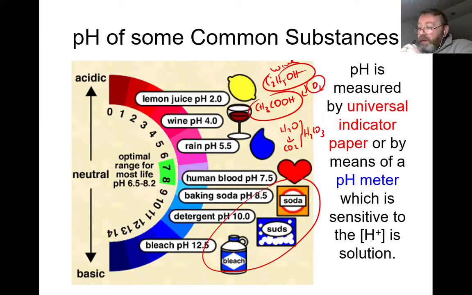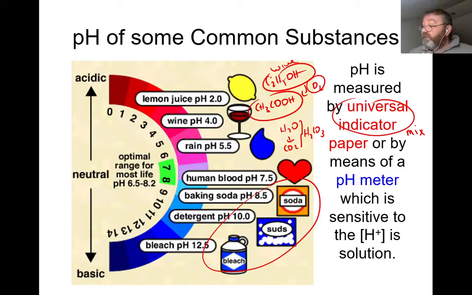The reason why universal indicator can give so many colours is because universal indicator is a mix of indicators. It's not just one indicator. It's a load of indicators added in together that at certain pHs reveal their colour, okay? So keep that in mind. And what it does is it changes its colour depending on what pH the substance has. Now, normally, when we're using universal indicator, we've got a strip of paper with all the colours on it that we can match up to.